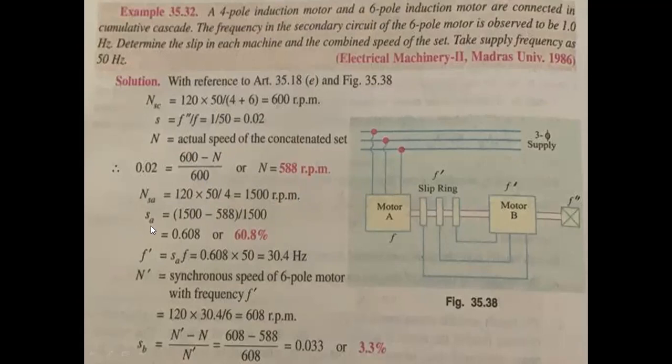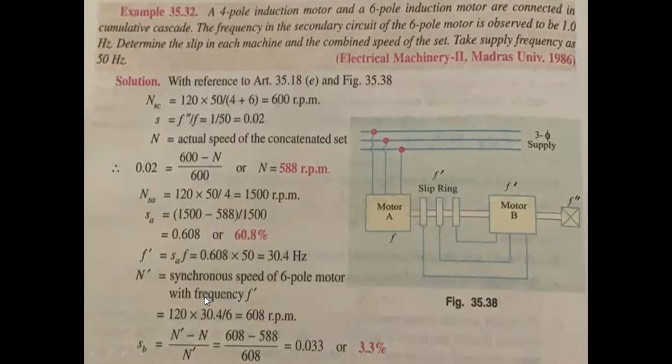Okay. So next, SA, slip of first motor. SA is equal to (NSA minus N) by NSA. First, calculating the slip of first motor, we have to consider NSA, the synchronous speed of first motor. So NSA is 1500, 1500 minus N, 588, by NSA. That means 0.608. That is the slip of first motor.